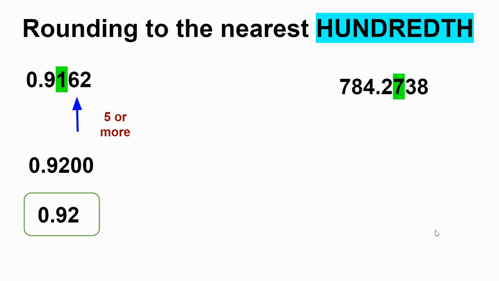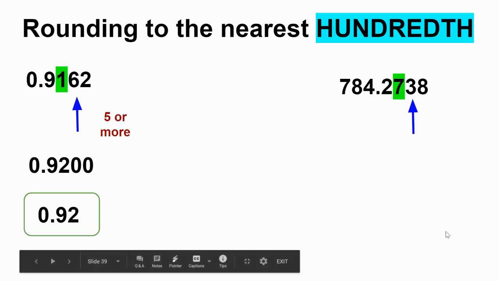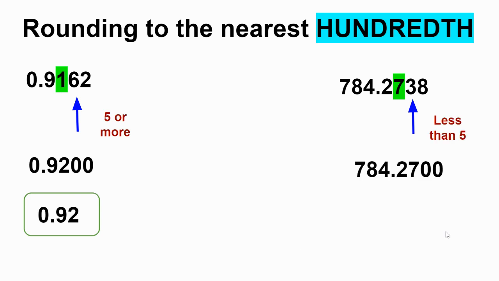Same idea, right? We see we highlighted the hundredths place. Doesn't matter that it's 784.27. Doesn't matter. The 7 is in the hundredths place. There's the 3. That's the thousandth, right? We got to check that place. Oh, less than 5. Boom, we're right there. We got to stay the same. The 7 has got to stay the same because that 3 is less than 5. And again, we get rid of those zeros.